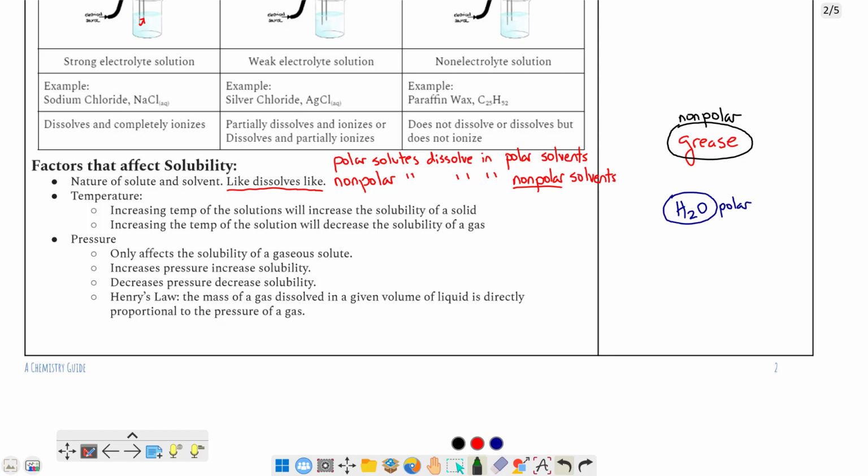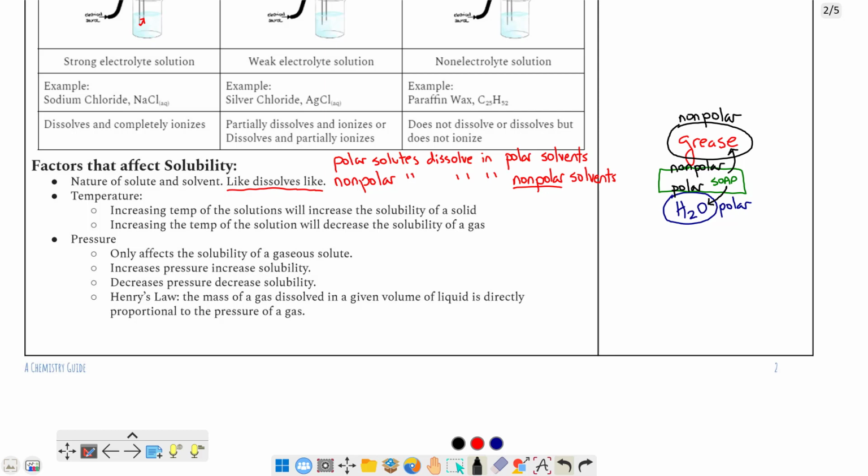Now, soap, on the other hand, well, part of soap is nonpolar, and so it can mix with the grease and dissolve it, but then the other side of the molecule is polar. And so when you use soap to wash your hands, it both attaches to the grease and pulls it off of your skin, but then it can also mix with water so that it can then be washed off of your hands completely.